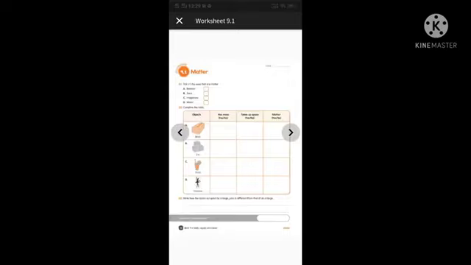Now you can open the workbook. 9.1, Matter. See question number 1. Tick the ones that are matter: banana, juice, happiness, water. Now complete the table. Here you can find four objects: brick, ice, juice, shadow. In the first column you have to write whether it has mass, yes or no. In the second column, whether it takes up space. In the third column, whether we call it matter or not. Now see the third question. Write how the space occupied by orange juice is different from that of an orange.